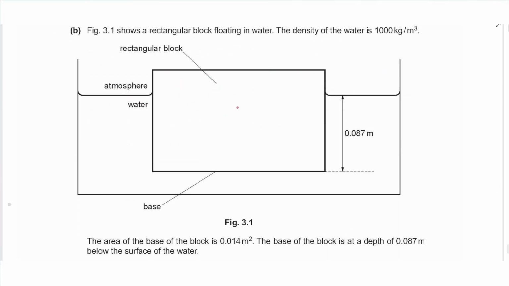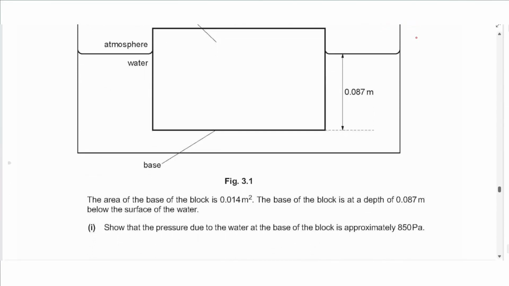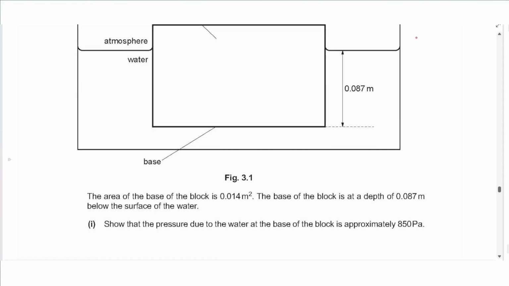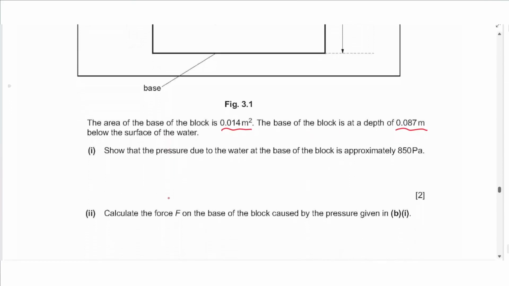The density of the water is 1000 kilograms per meter cubed. It's showing the rectangular block and there is a depth below the surface of the water of 0.087 meters. The area of the base of the block is 0.014 meters squared. The base of the block has a depth of 0.087 meters below the surface of the water. Show that the pressure due to the water at the base of the block is approximately 850 pascal.